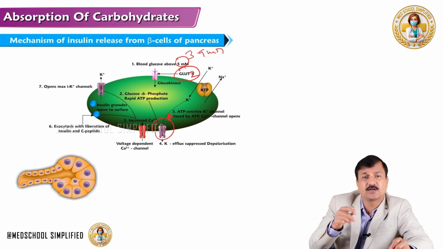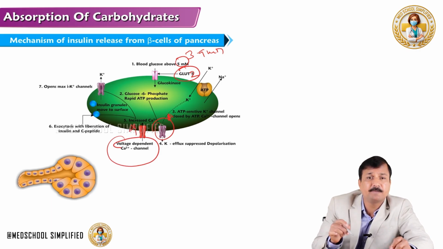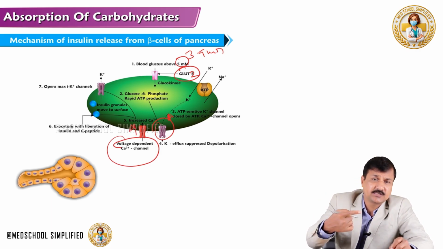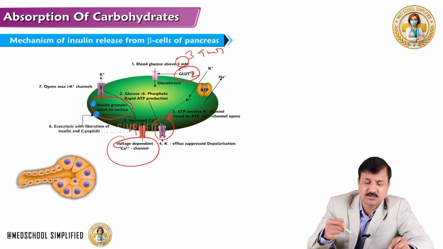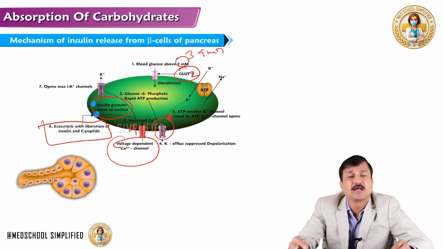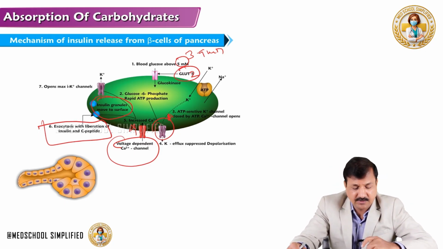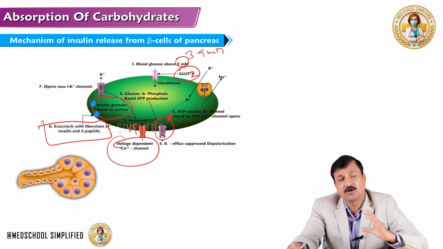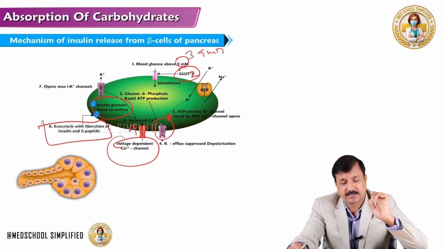When depolarization of the membrane happens, the voltage gated calcium channels will open up and release calcium into the cell, and higher levels of calcium inside the beta cells will lead to release of insulin from secretory granules. Along with the insulin, C-peptide will be released, and that insulin will mediate its action and bring blood glucose level down to the normal range. Okay, that's the mechanism of insulin release from beta cells of pancreas.